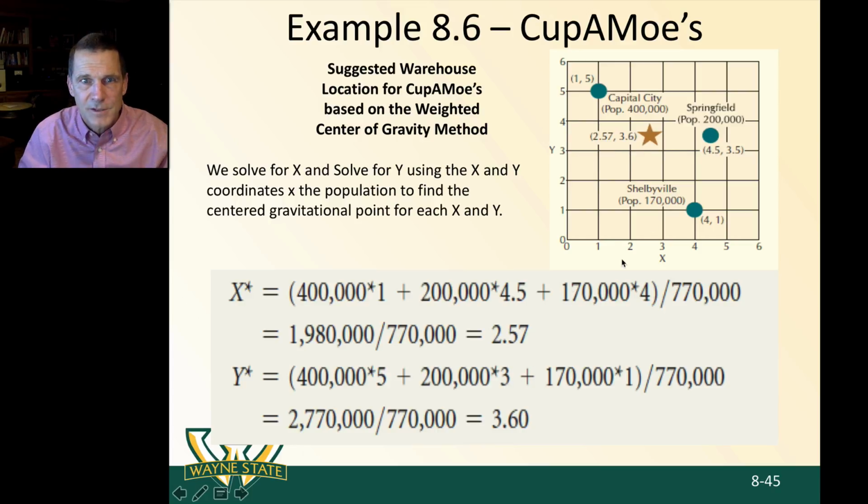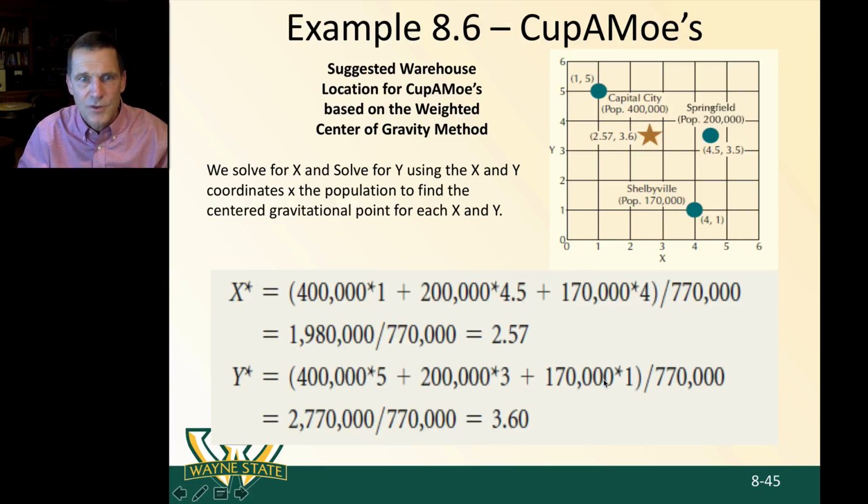Looks like we got a mistake in the book here. That should be a 3.5. Okay, busted. And Shelbyville, their 170 times a 1. Right? Boom. Okay, and we would do the same method to solve for y.